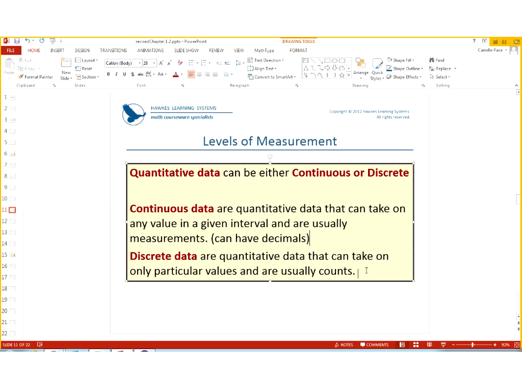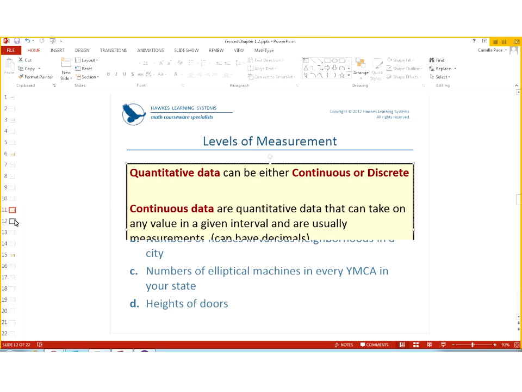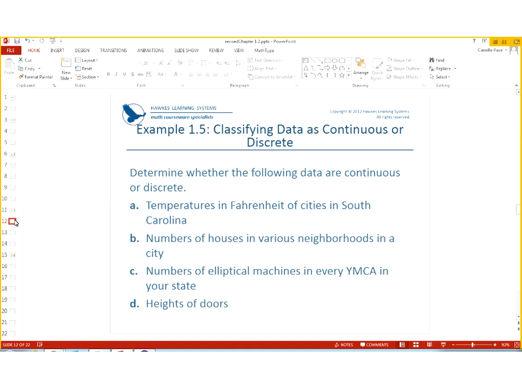So we're going to say no decimals. And I'll show you in a minute why I'm putting that in there. Okay. So let's look at some examples. Temperature in Fahrenheit of cities in South Carolina. Is that continuous or discrete? Well, we can say the temperature is 76.3 degrees Fahrenheit. So that is continuous because as you see there's a decimal.